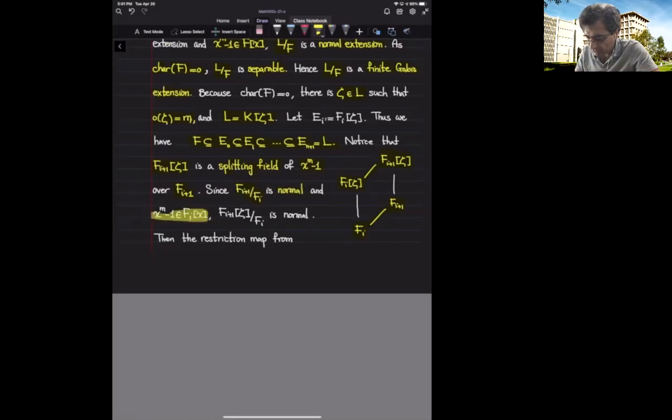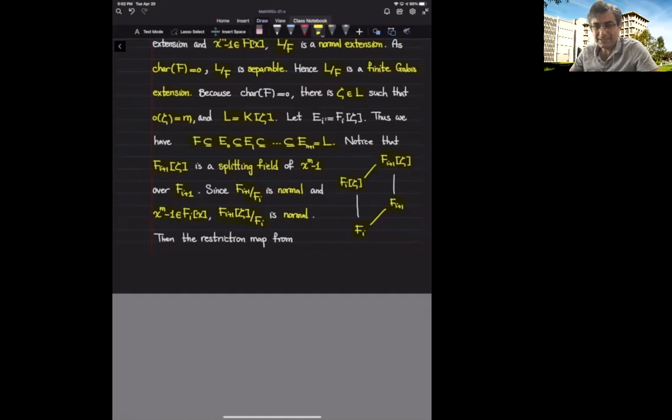x^n - 1 belongs to the ring of binomials with coefficients in the base field. And that implies that the splitting field of this binomial is still a normal extension over the base field. And therefore it's a Galois extension because characteristic is 0. Now I can use the restriction map.